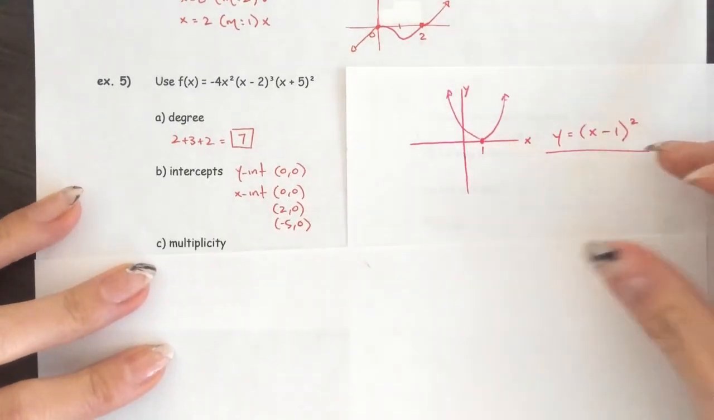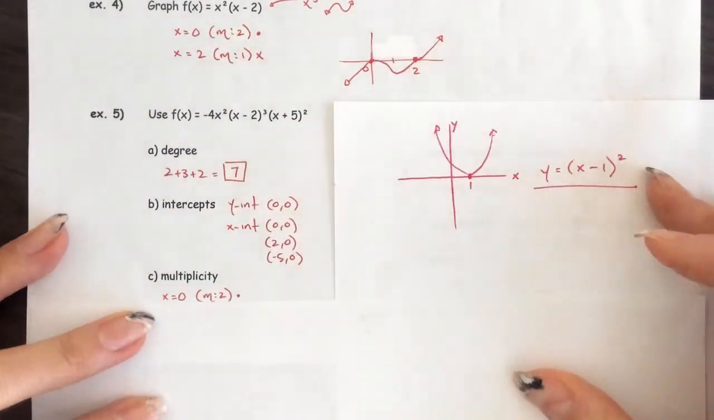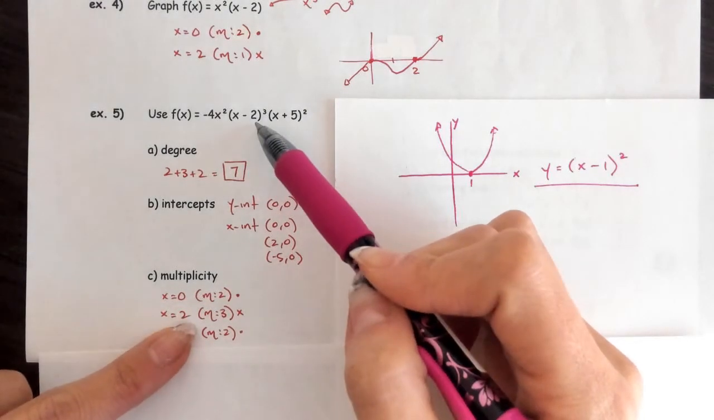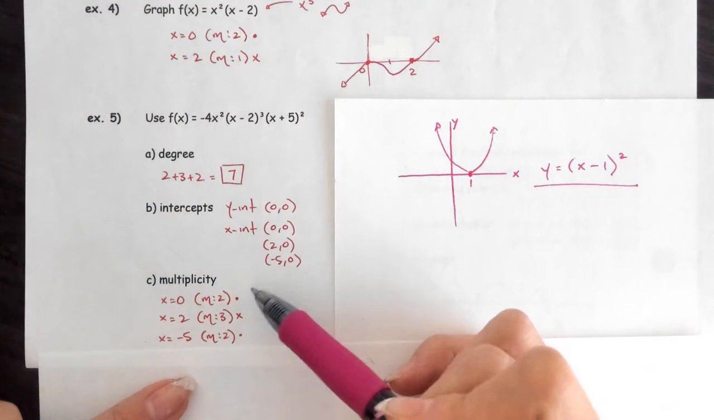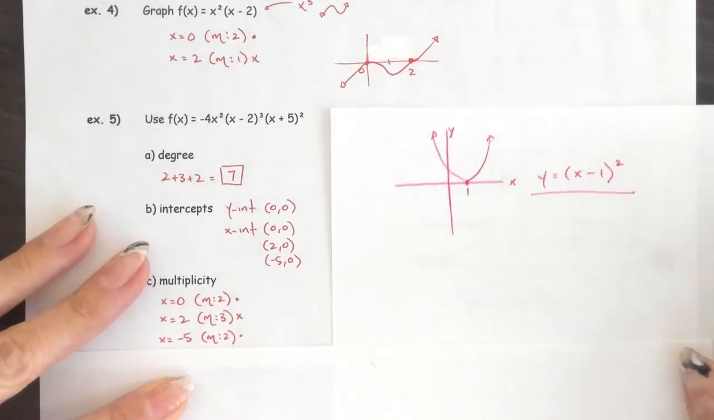And then multiplicity. You can go ahead and list your multiplicity just like over here. So there's 3, there's 0, 2, and negative 5. You list your multiplicity and then tell what they're going to do. So bounce, cross, bounce, right?